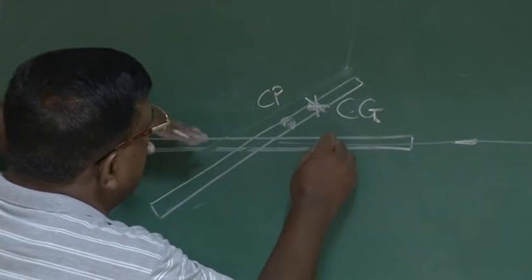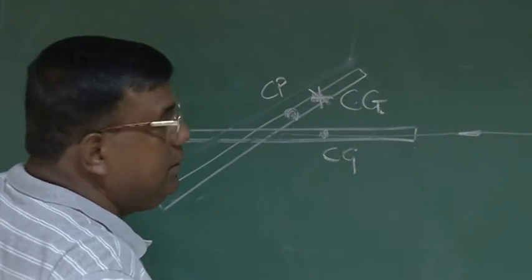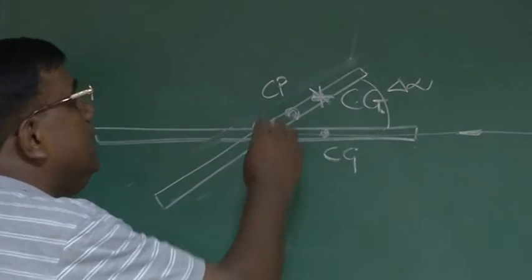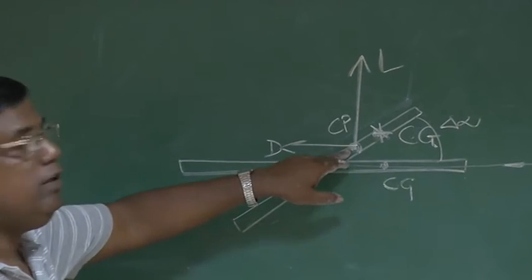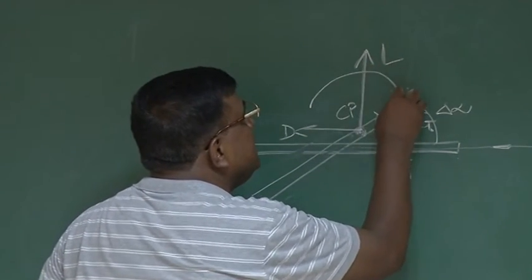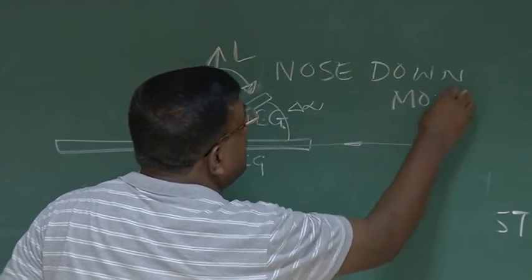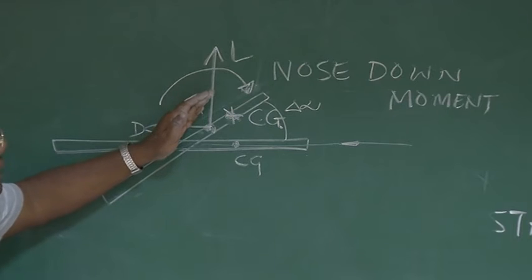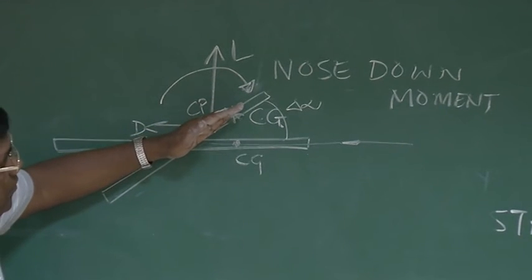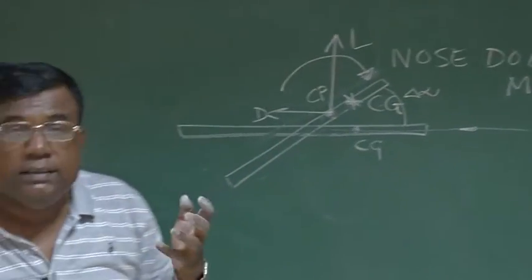So now, if this was CG and center of pressure here, and it is disturbed like this, what will happen? I have given a disturbance delta alpha. The lift force will act here, drag will act here. Now you see, CG is ahead of center of pressure, so this will give a moment like this, which we call nose down moment. What will this moment do? This moment will ensure there is an initial tendency to bring this plate back to the equilibrium, right? Because it will give a nose down moment like this. So it possesses static stability because it has an initial tendency to bring it back towards the equilibrium.